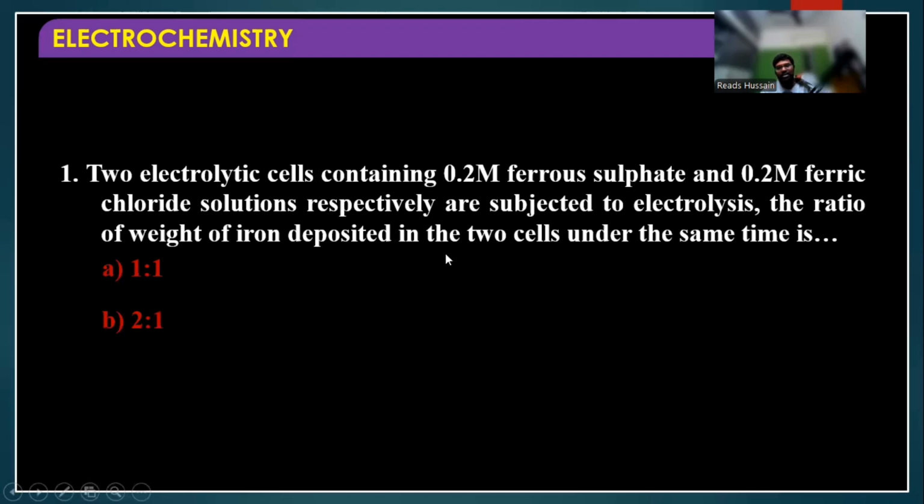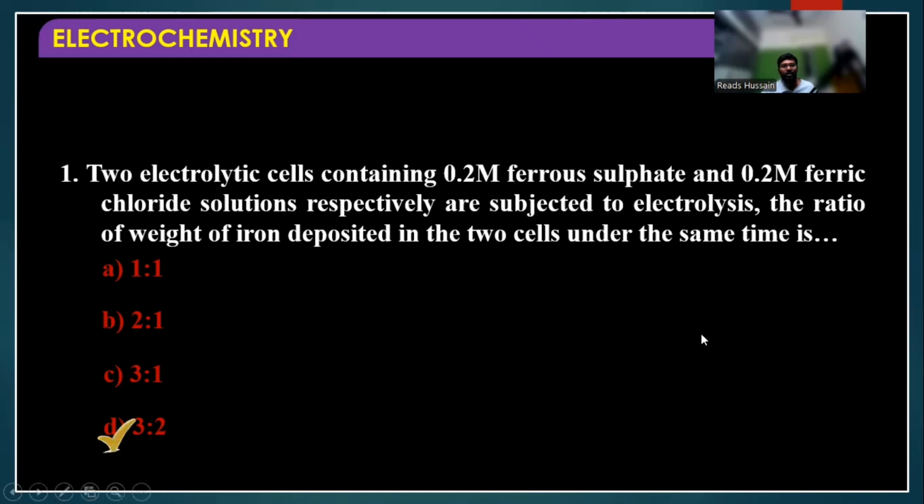Now, the question is: subjected to electrolysis, the ratio of weight of iron deposited in the two cells under the same time is? Then what is the ratio of iron deposited in the two cases? Here different options are given: 1:1, 2:1, 3:1 and 3:2. So here which law we have to use? Faraday's first law or second law? See here, two electrolytic cells containing 0.2 M ferrous sulfate, 0.2 M ferric chloride solutions respectively subjected to electrolysis. Then what is the weight ratio? So here the same substance with different valencies is given. Then we have to find their equivalent weights, right? Weight of the iron deposited.